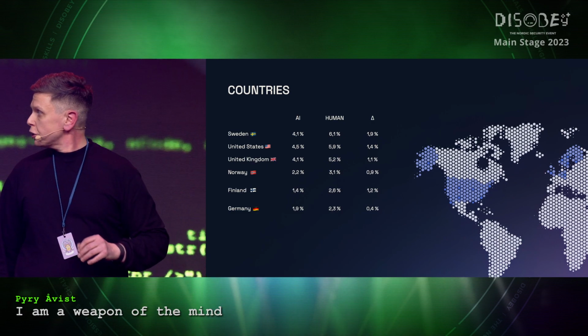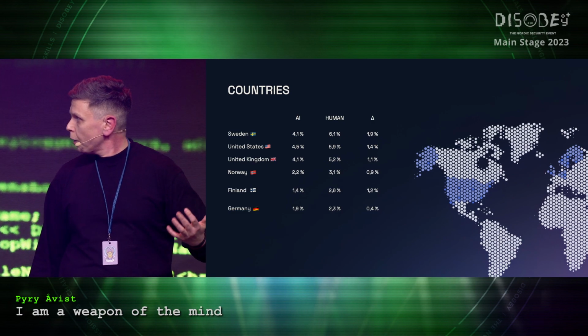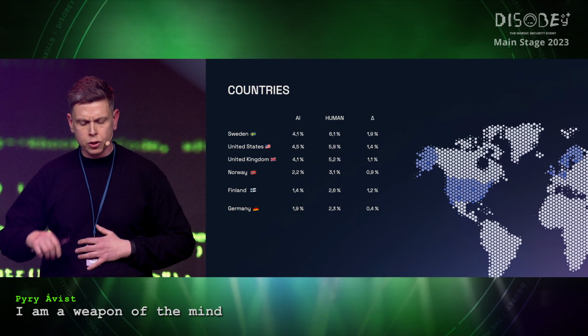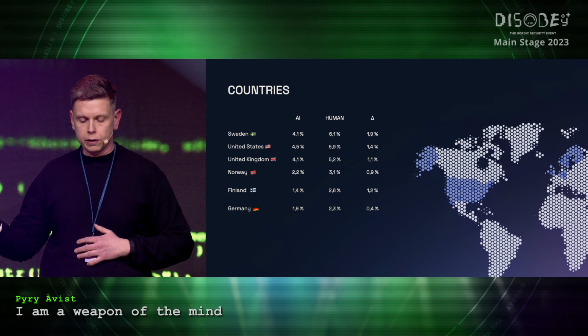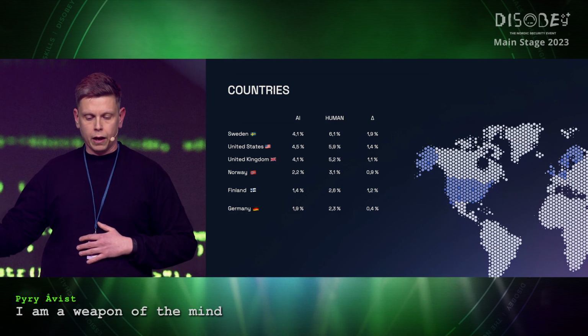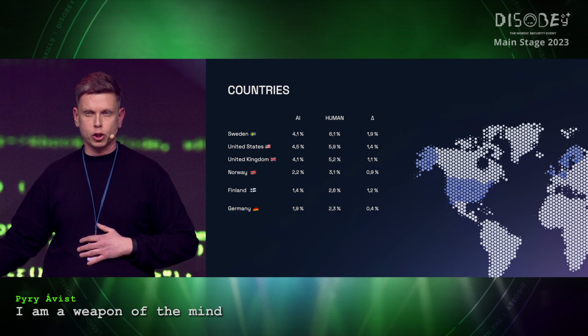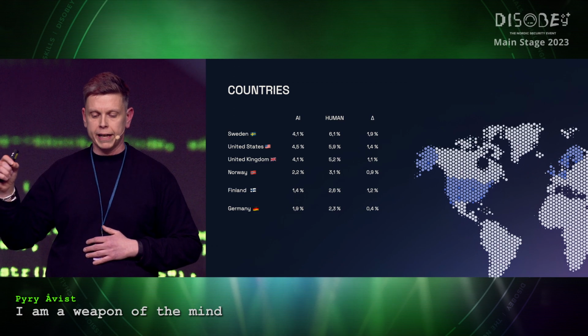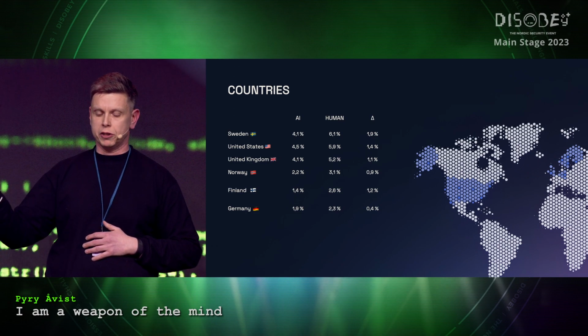A little bit about the countries. So we had 100 countries. I picked several here, sorted by the biggest failure rate, by the human attacks. Sweden had the highest failure rate, 6.1%.